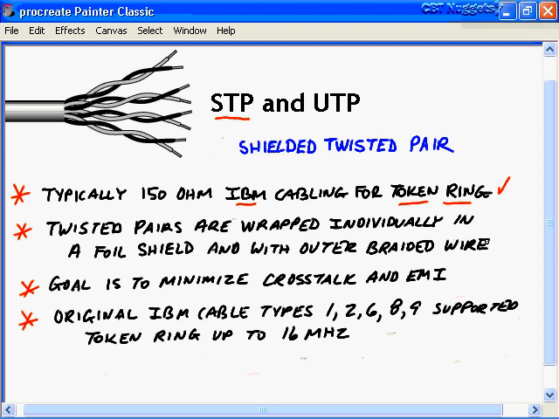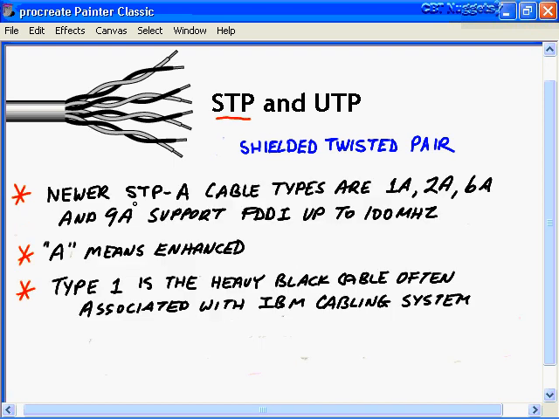These twisted pairs are wrapped individually in a foil shield, and then there's an additional outer braided wire on the cable. The goal, of course, of all of this is to minimize crosstalk even more than just twisting the wires and electromagnetic interference. Now, the original IBM cable types of STP were type 1, type 2, type 6, type 8, and type 9. The newer STP cable types are STP-A.